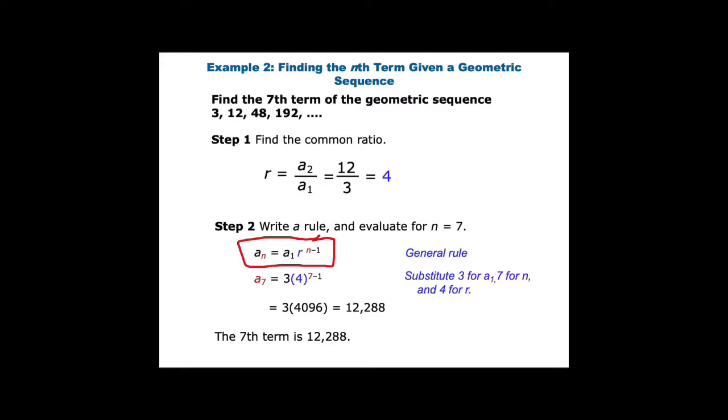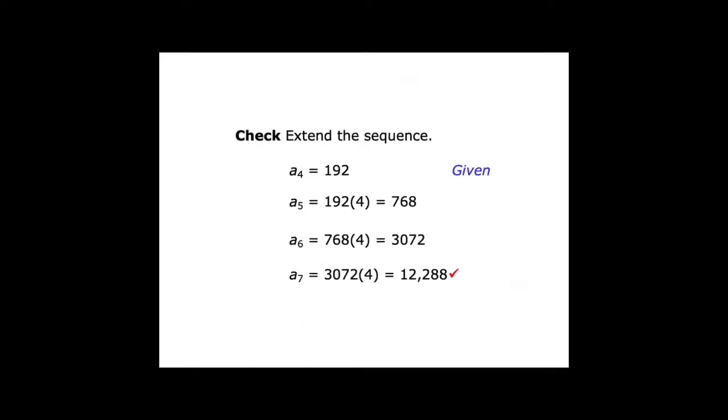Then you sub in 7 for n and get a sub 7 equals 3 times 4, which is your ratio, to the 7 minus 1 power. And then you work that out, and your 7th term is 12,288. And then to check it, you can plug in a sub 4, 5, 6, and 7, just to go through the rest of them also.